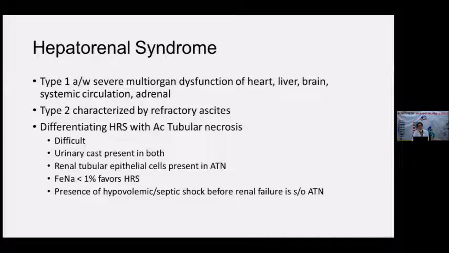Differentiating HRS from acute tubular necrosis is difficult. Urinary casts would be present in both. Renal tubular epithelial cells favor ATN, and fractional excretion of sodium of less than 1% favors HRS, and presence of hypovolemic or septic shock before renal failure is suggestive of ATN.